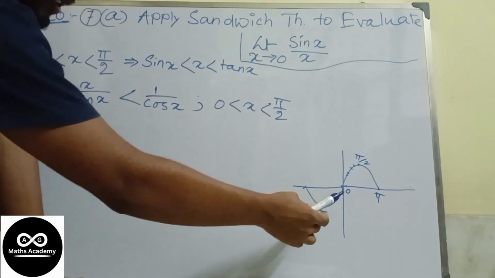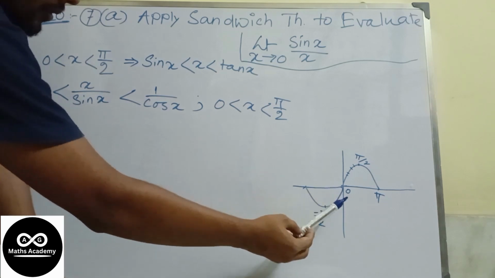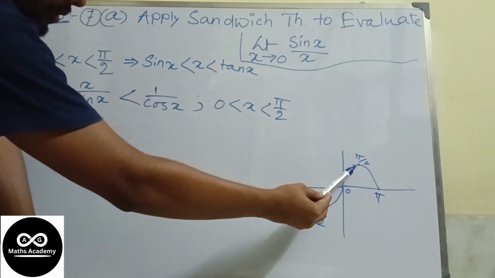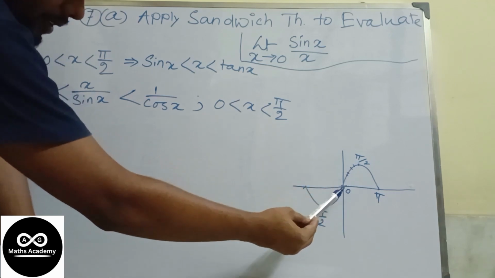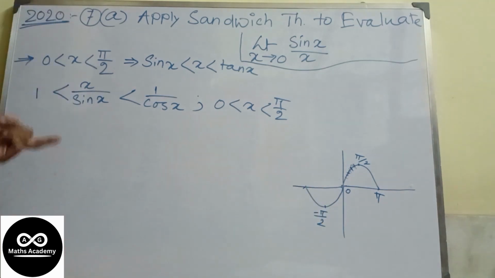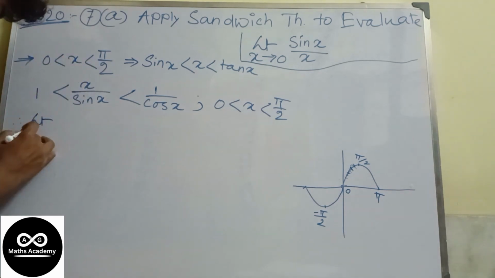Now you can see the graph here of sin x. For every value between 0 and pi by 2, the value of sin x is positive in this region. So we are dividing each term with a positive term, so the inequalities are not going to change.